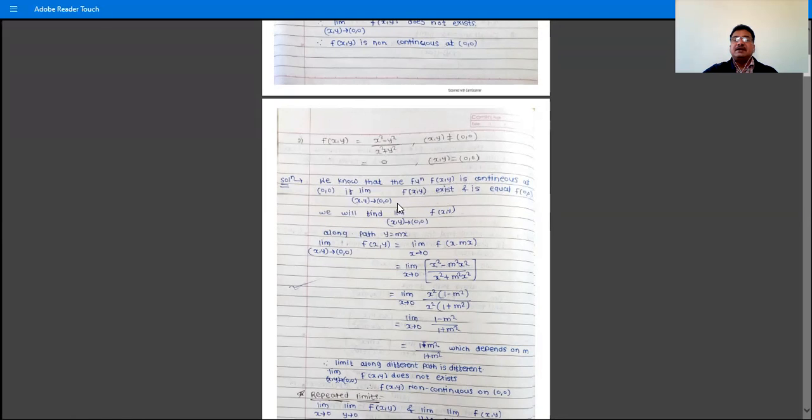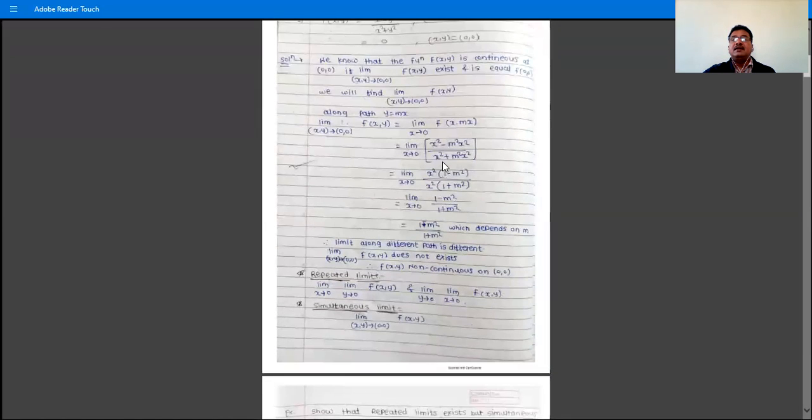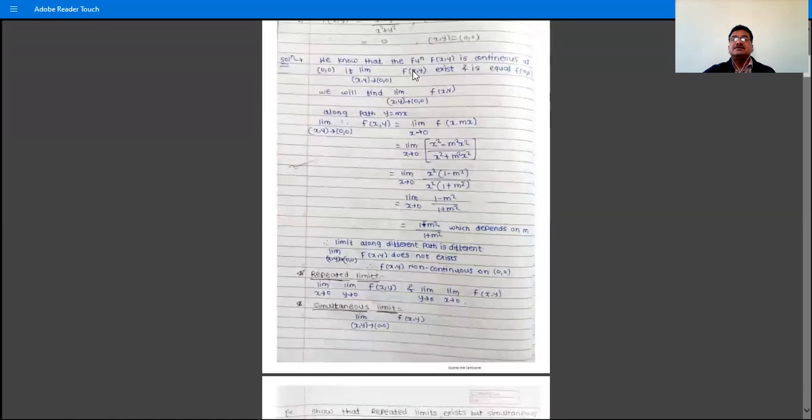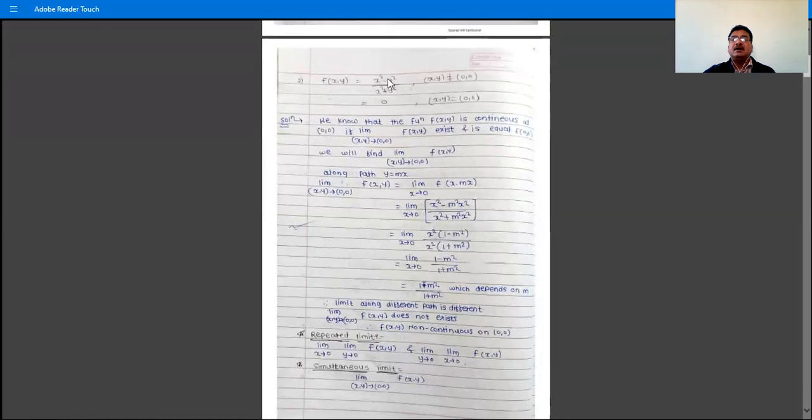So we will find the limit as (x, y) tends to (0, 0) of f(x, y), if it exists. Write "if exists" right here. We will find it, if it exists. So along the path y equal to mx, the limit as (x, y) tends to (0, 0) becomes the limit as x tends to 0, writing y as mx. And then f(x, mx) is what? This is f(x, y), so f(x, mx) replaces y by mx: x square minus m square x square, over x square plus m square x square. And then take x square common from numerator and denominator.